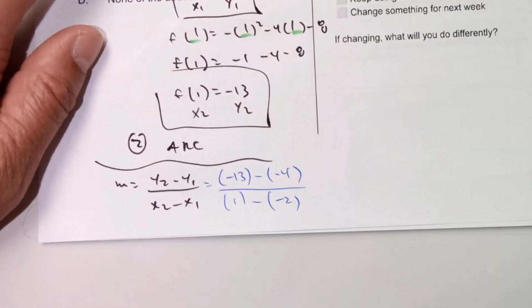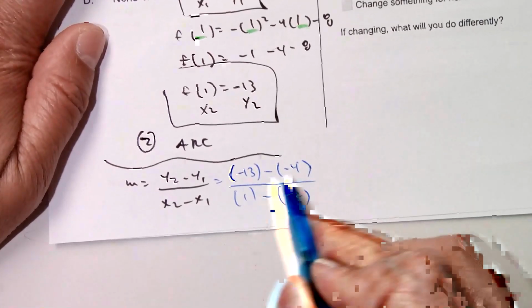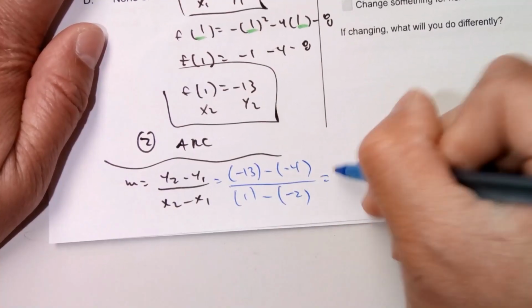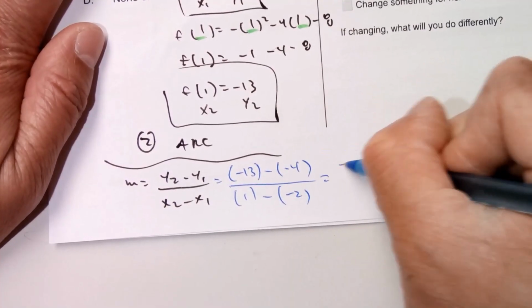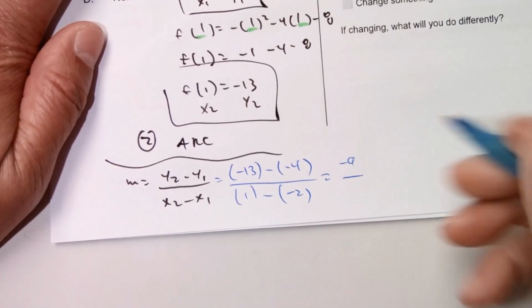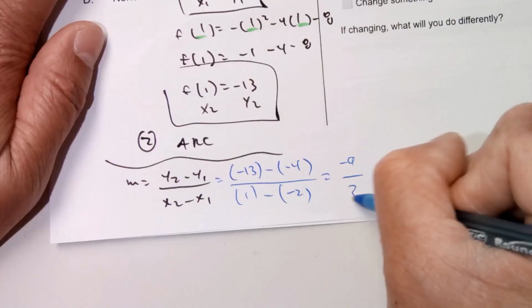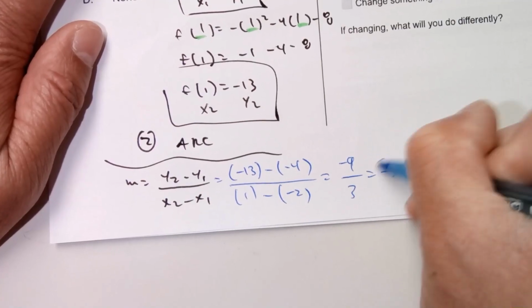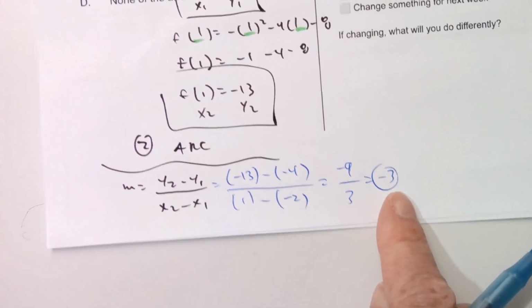So this will give us negative 13 plus 4, which is negative 9, and 1 minus negative 2, so that becomes plus 2, which is 3, and this will give us negative 3 as our answer. So that would be choice C is our answer.